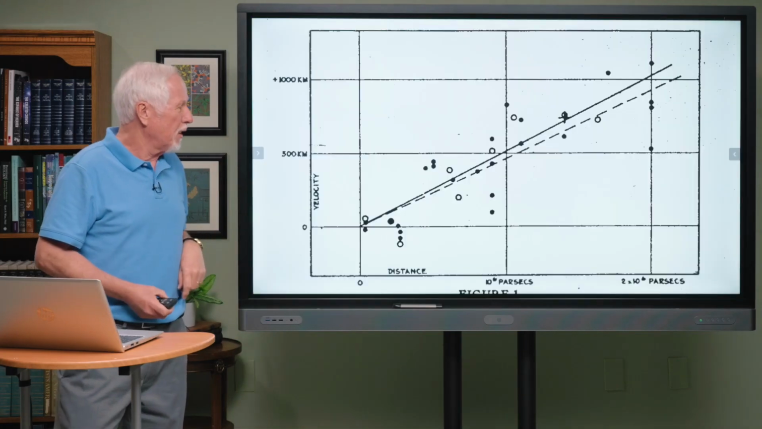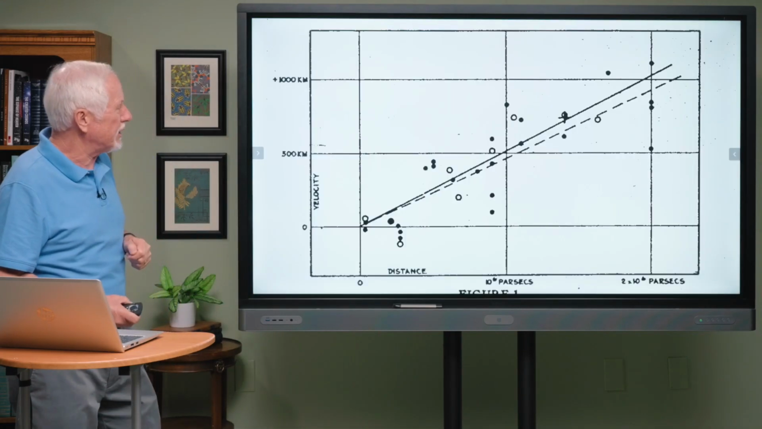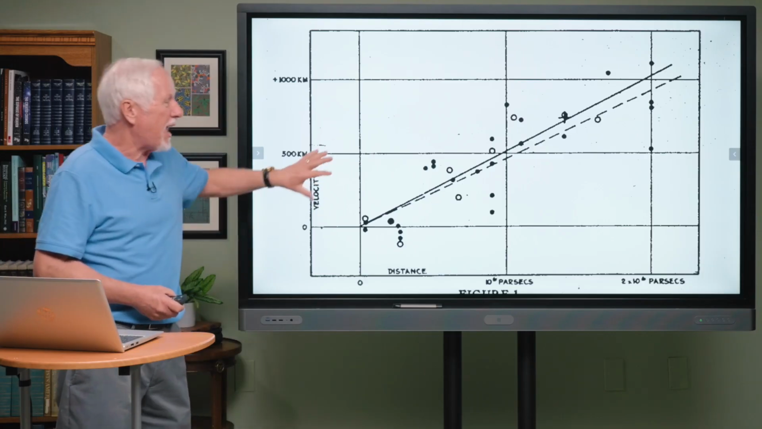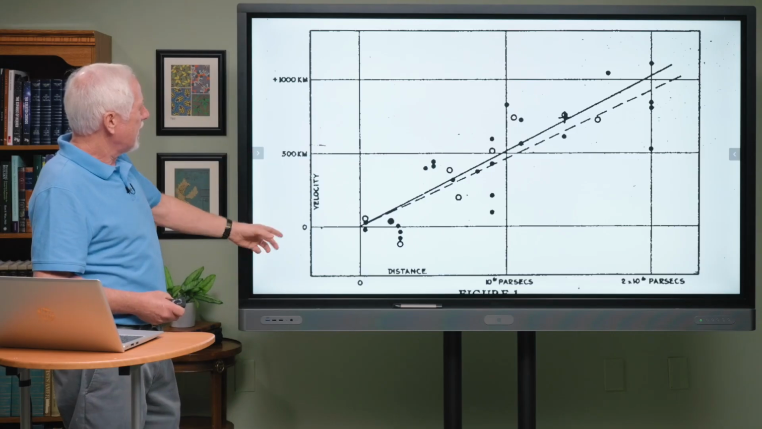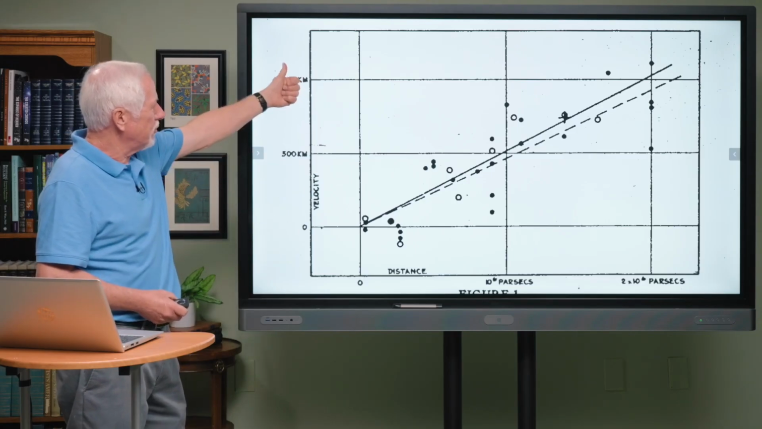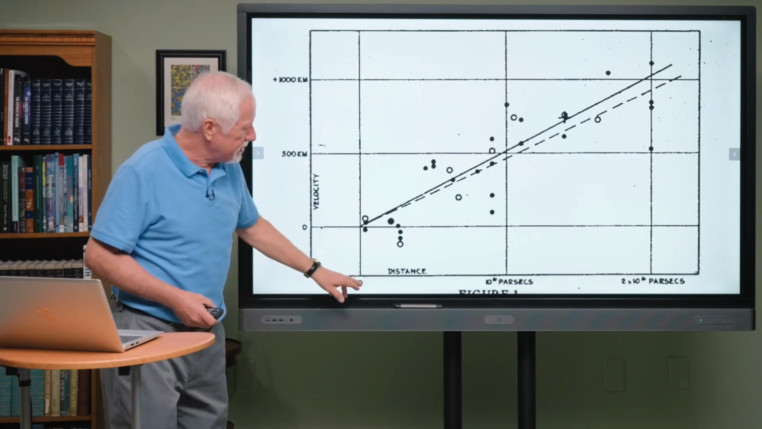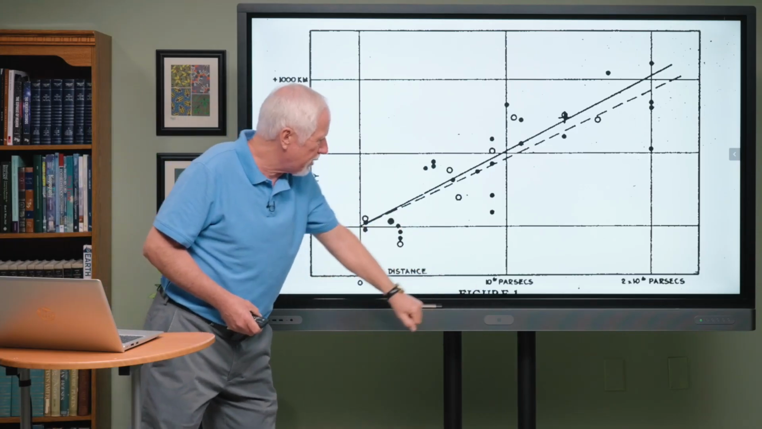Let me show you a publication of his from 1929. He published this, and this is an exact duplicate of what he had. He has velocity on the vertical axis. The higher up you go, the faster it's moving away from us. And then down here we have distance, 1 million parsecs, 2 million parsecs.